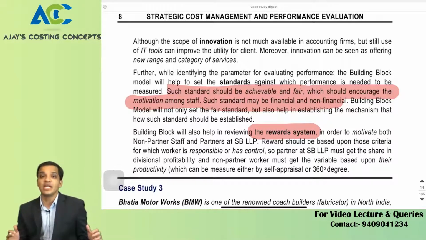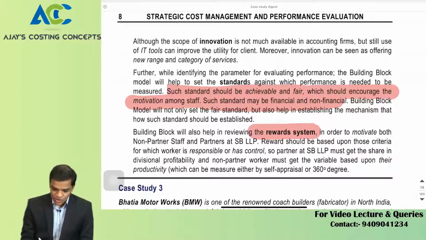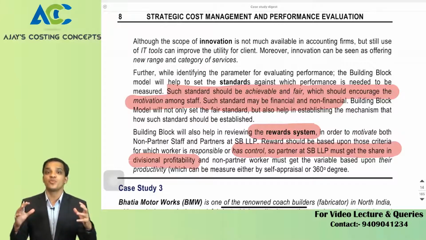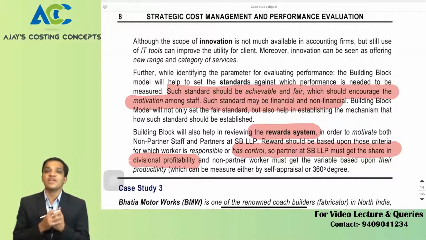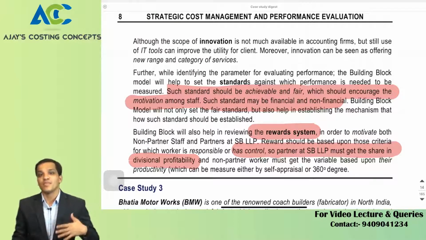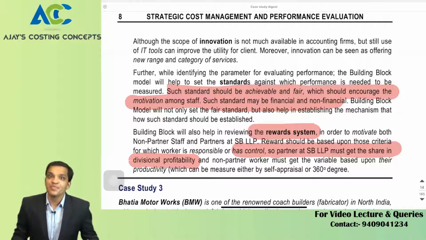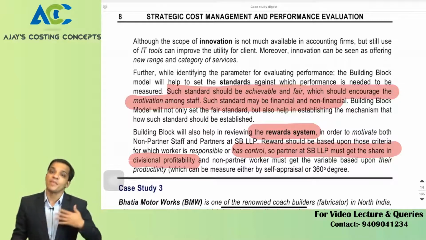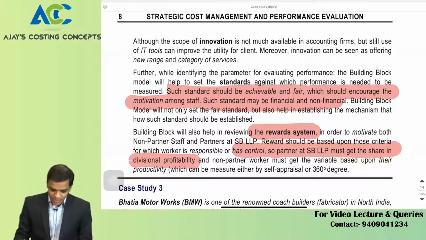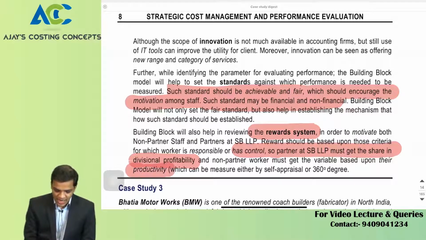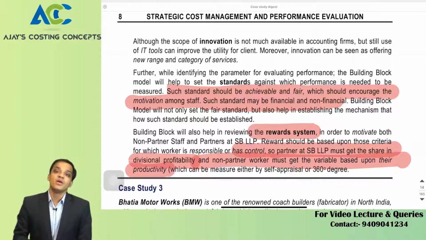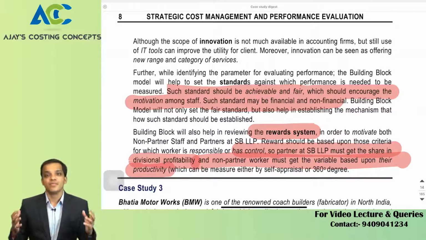As of now, it is not clear how the reward system is. So how will the building block model help? How should the reward be? It should be clear, so it should be controllable. Reward should be based upon the criteria for which the partner is responsible. The partner must share the divisional profit, rather than the profit as a whole. So if I have a divisional profit, the way I have been performing, if my performance is better, clients' achievements are better, if my services are better, the remuneration would be higher and I will get a better profit. And non-partner workers must get variable pay based upon their productivity rather than the rankings of peers and bosses.